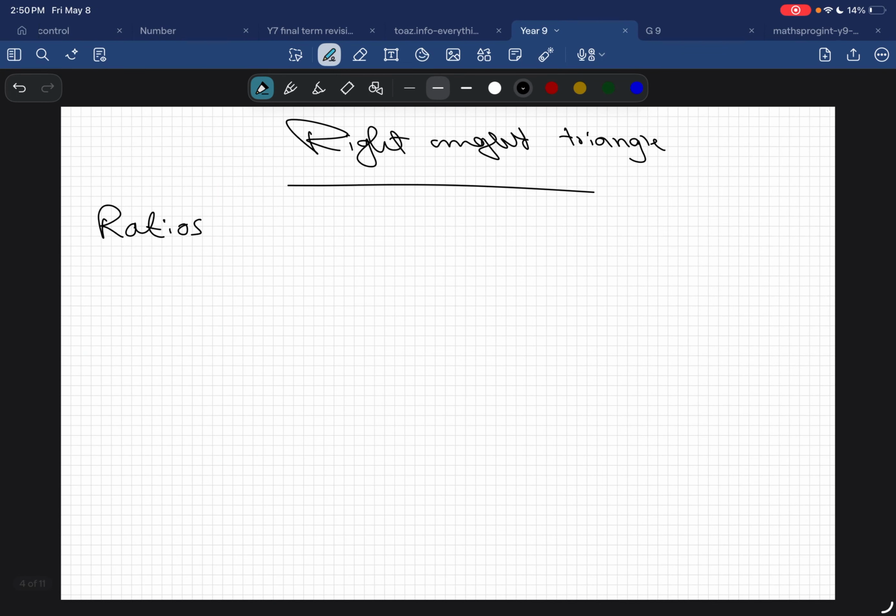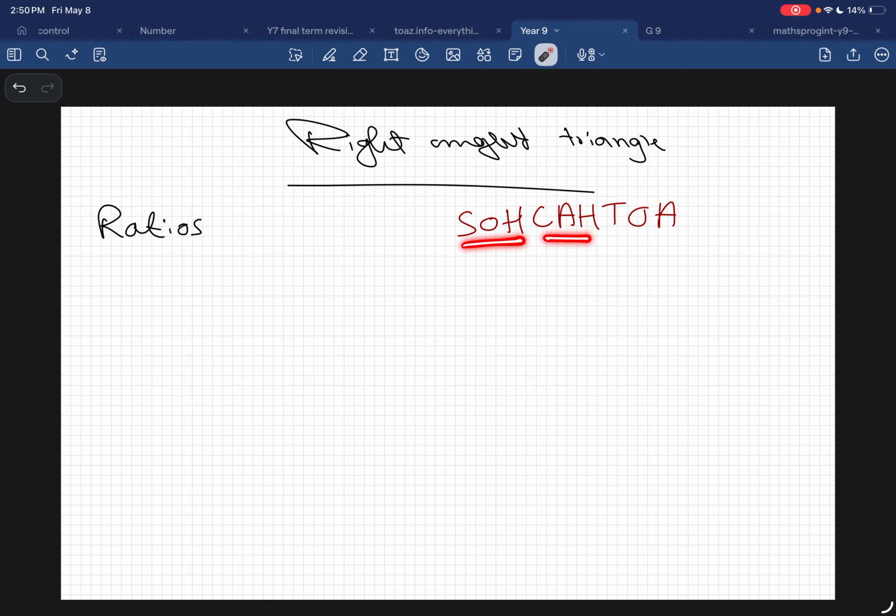Moving on to the next topic, which is right angle triangles, ratios. We remember this by using a very funny mnemonic, which was really funny to say when I explained it in class: Soh Cah Toa. It's really an amazing mnemonic.